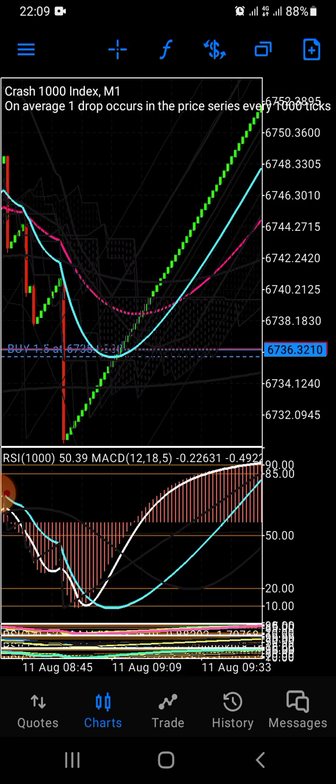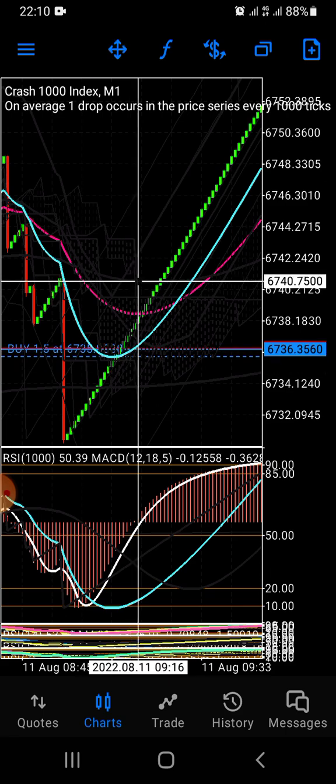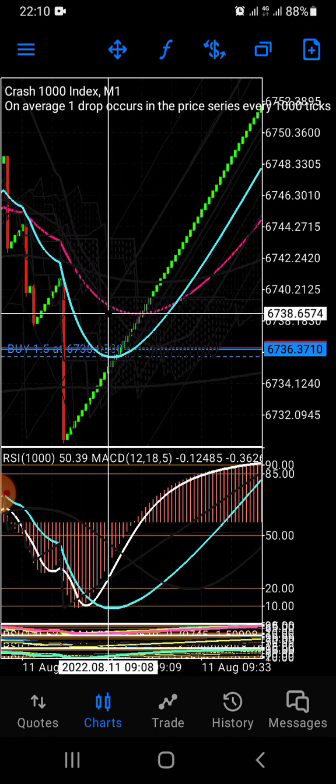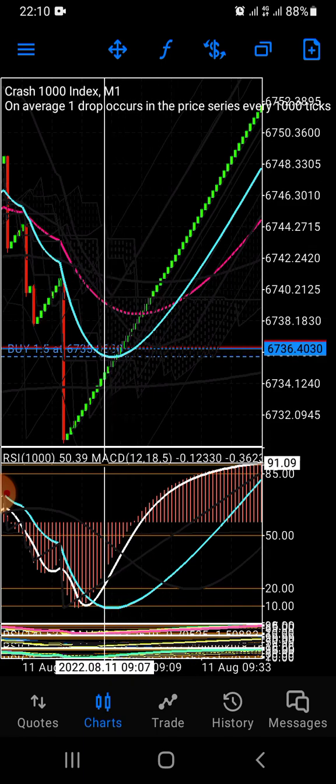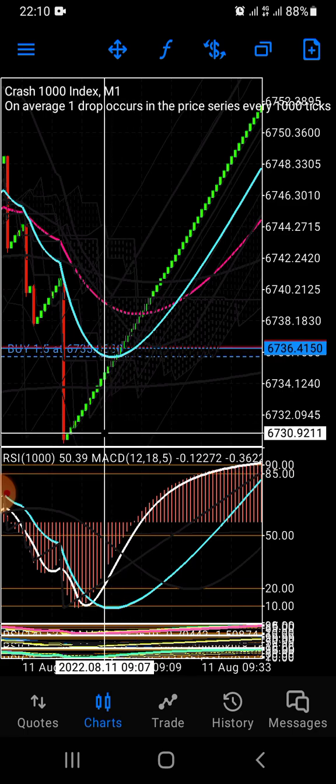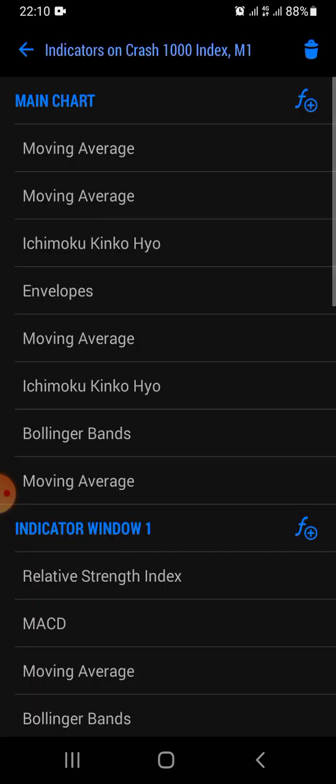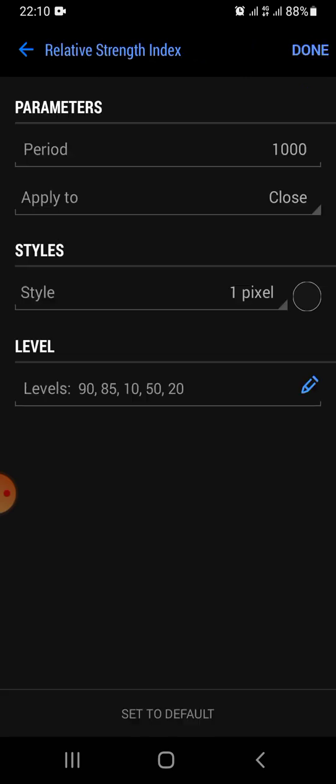Awesome. So what are the parameters for this strategy? Like I said before, these moving averages on the main chart, we're not really using them. All we are paying attention to is only the indicator window 1. So you go to your indicator window 1. Like I said, I'm using RSI 1000. You can use whatever you like. Just for my levels, I use 90, 85, 10, 50, and 20.